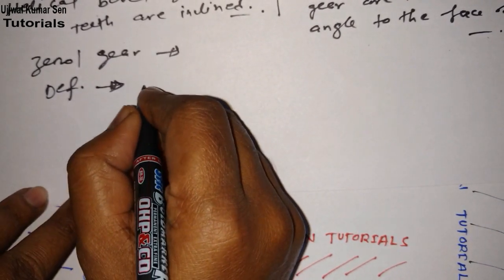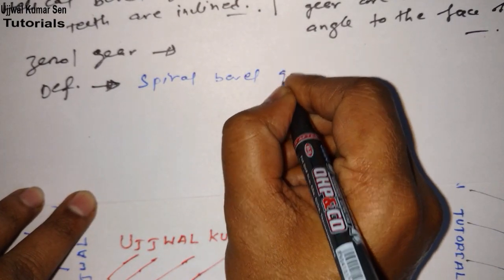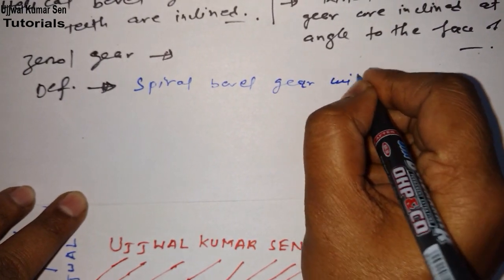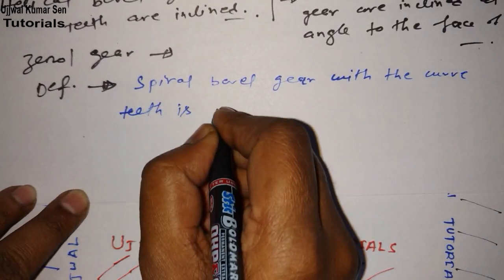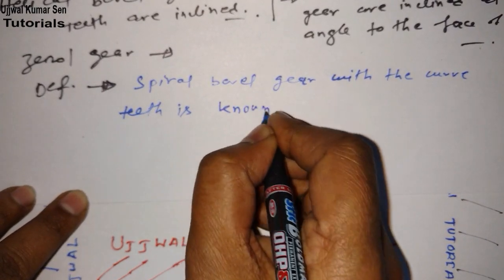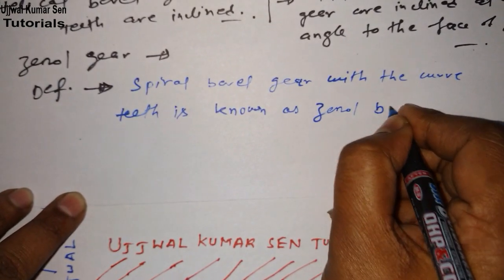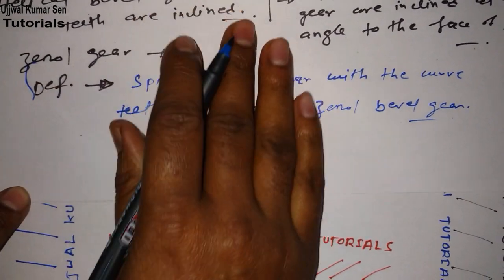Spiral bevel gear with curved teeth is known as gyral bevel gear. This is the definition of gyral gear.